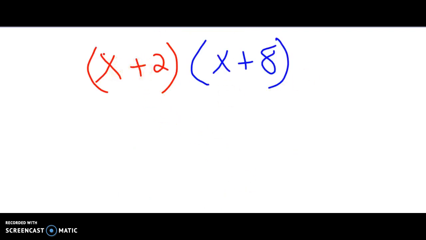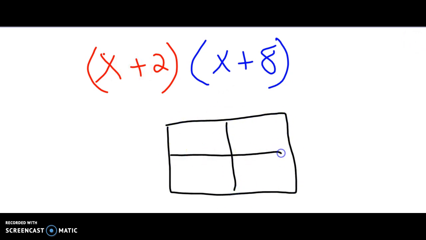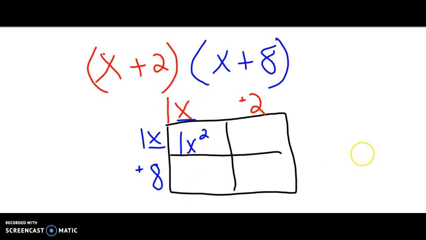Again, I have a 2 by 2, so I'm going to set up my box. On the top, I'm going to have my x and my positive 2. On the bottom, I have my x and my positive 8. In this box right here, I'm doing this x times this x. So this is saying 1 times 1 gives me 1, and I have two x's here, so it's x squared. Right here, I'm doing 1 times 8, which gives me 8, and I have 1x.